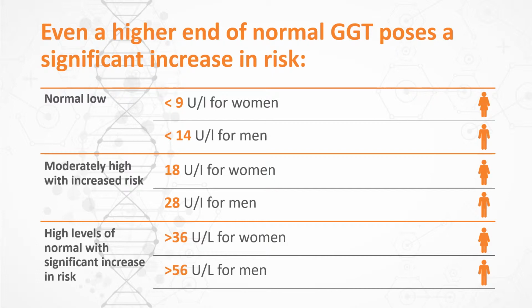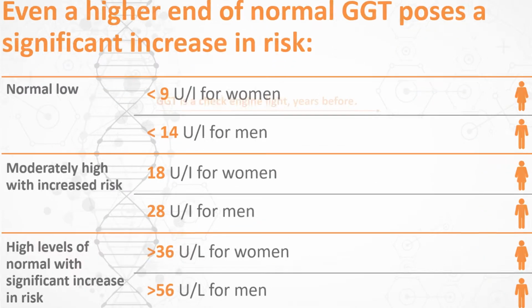So really what I like to do is I like to keep my patients below 18 for women and below 28 for men. The lower I get it, the happier I am. Recognizing that even 18 and 28 may be too high and may be an indicator of disease. And we do everything we can to get that GGT down. GGT is a marker for us of what's going to happen in the next 15 years.